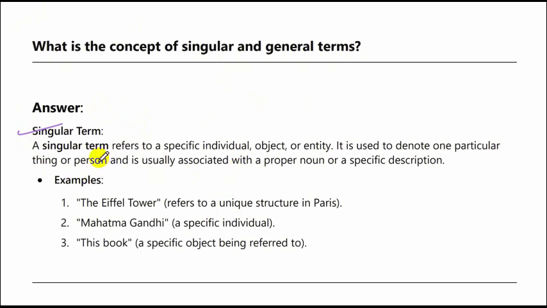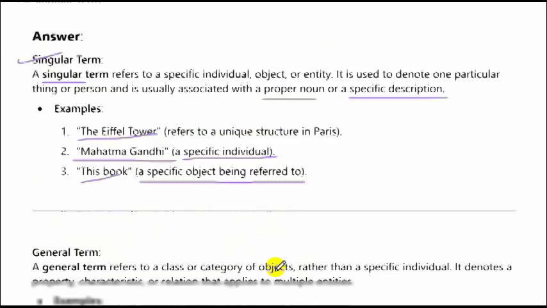A singular term refers to a specific individual, object or entity, because it's singular. It is used to denote one particular thing or person and is usually associated with a proper noun or a specific description. For example, the Eiffel Tower refers to a unique structure in Paris. Mahatma Gandhi, a specific individual. This book, a specific object being referred to.